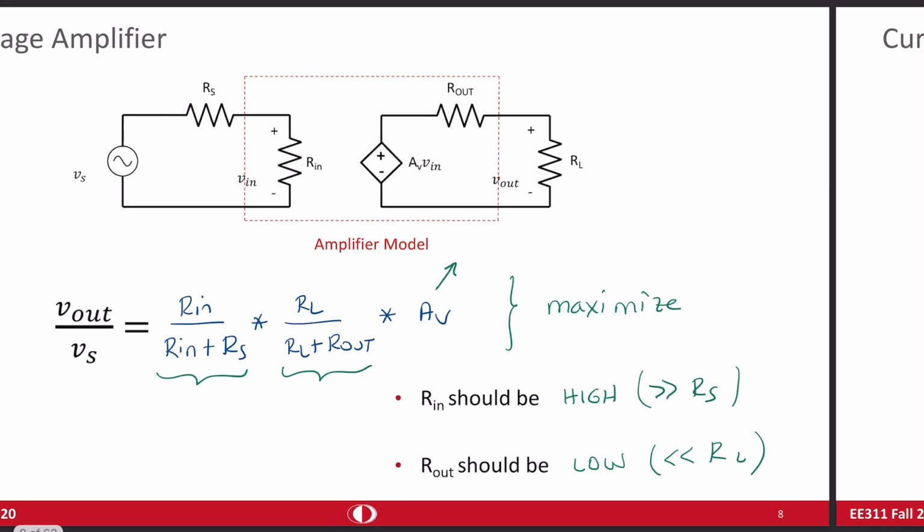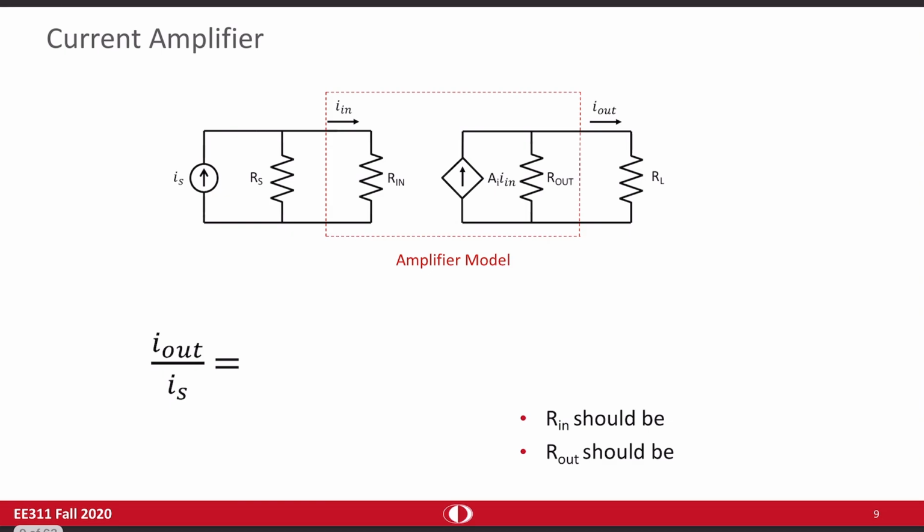Let's take a look at the current amplifier. Now, we have a similar model, but keep in mind that input is current now, so the source resistance should be in parallel. The dependent source is a current source now, so the output resistance should be in parallel. Why? Because it comes from basic 201 knowledge. If you have a current source, resistance in series is redundant.